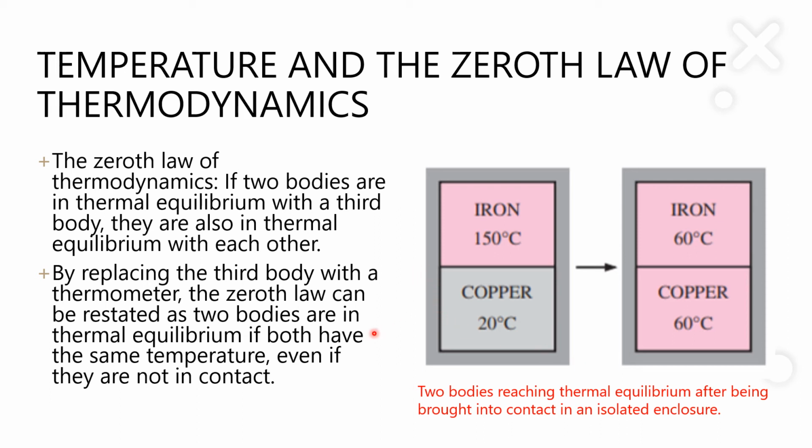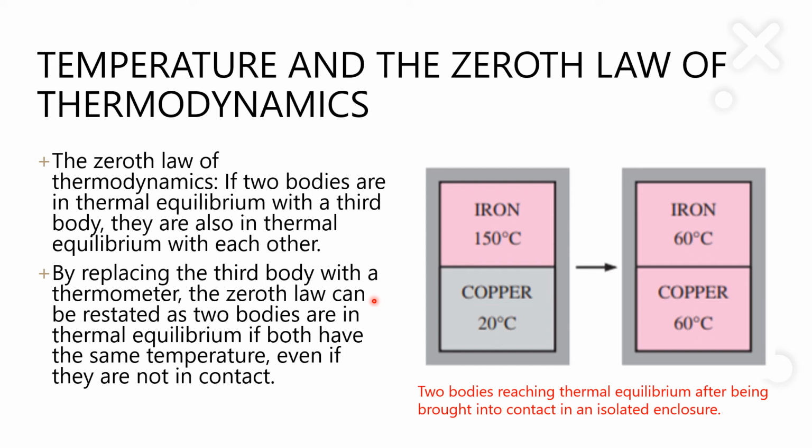The zeroth law of thermodynamics states that if two bodies are in thermal equilibrium with a third body, they are also in thermal equilibrium with each other. However, it cannot be concluded from the other laws of thermodynamics, and it serves as a basis for the validity of temperature measurement.